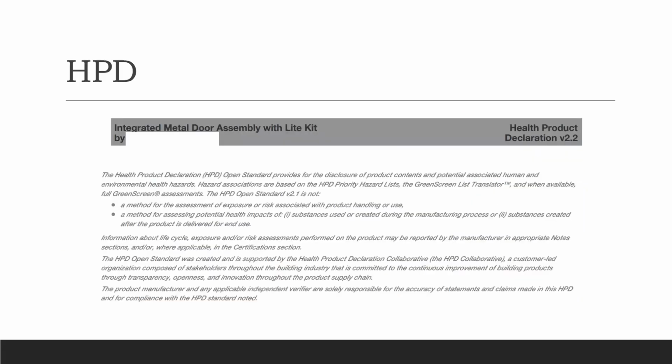Now, your HPD is your health product declaration. The goal of this is to provide material transparency, and it compares product contents to associated health information. So if a company has this, they'll be able to provide it. You just need to ask.